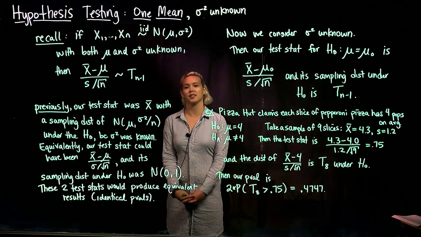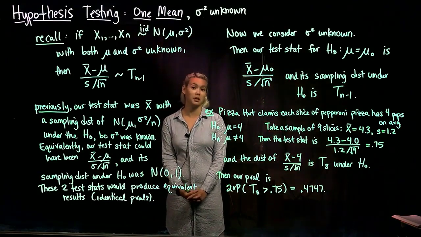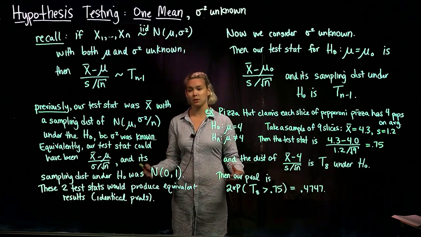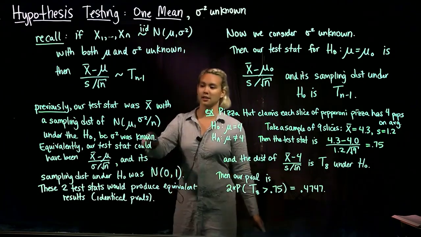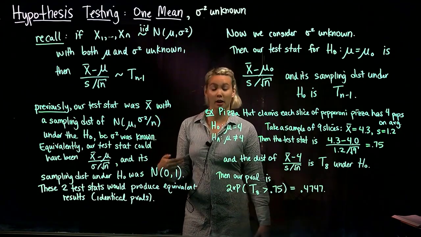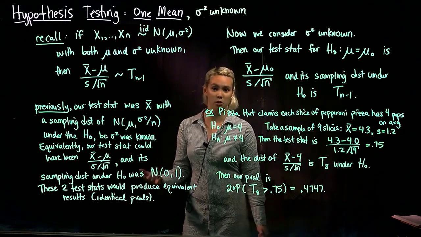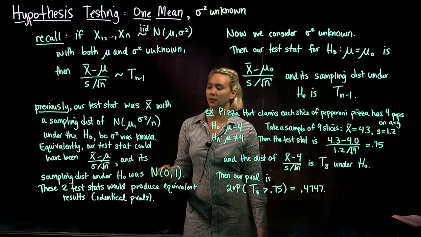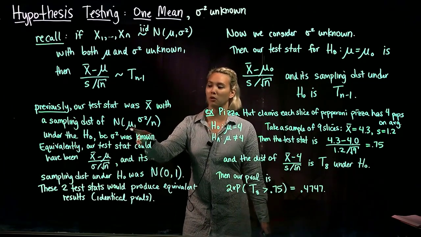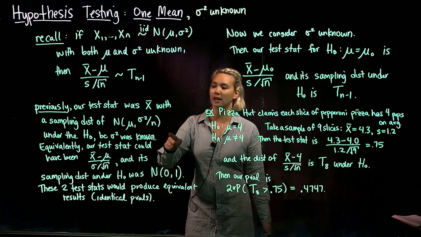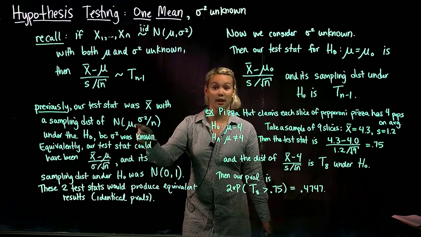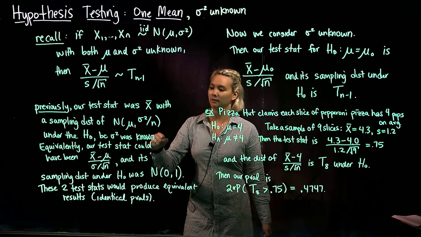Previously, we were doing hypothesis testing for a population mean when sigma squared was known. So when sigma squared was known, we could say that our test statistic was x bar, and then we would wonder what our sampling distribution for that test statistic is under the null hypothesis. We figured out that the sampling distribution would be a normal with mean mu and variance sigma squared over n under the null hypothesis, where mu was given by the null hypothesis.